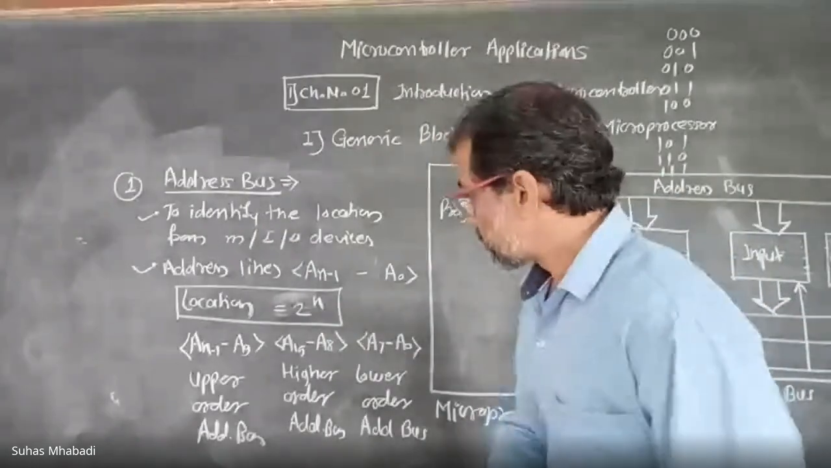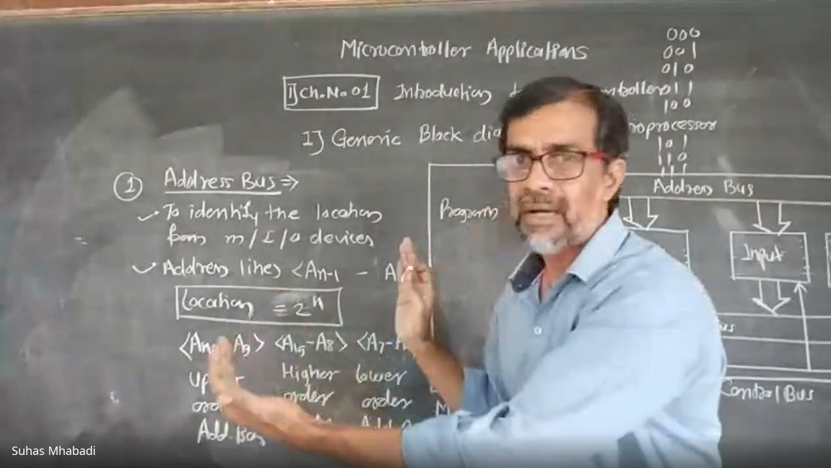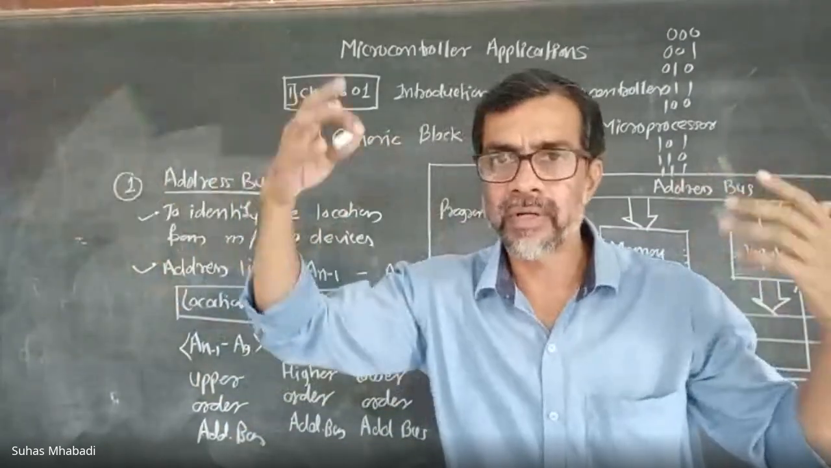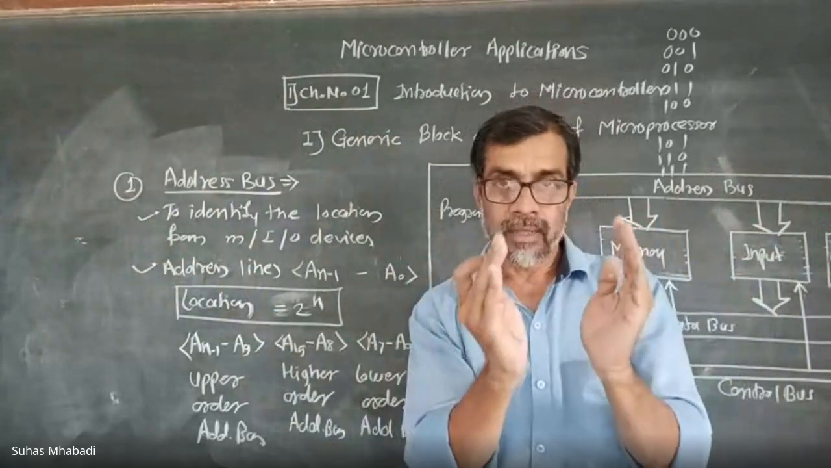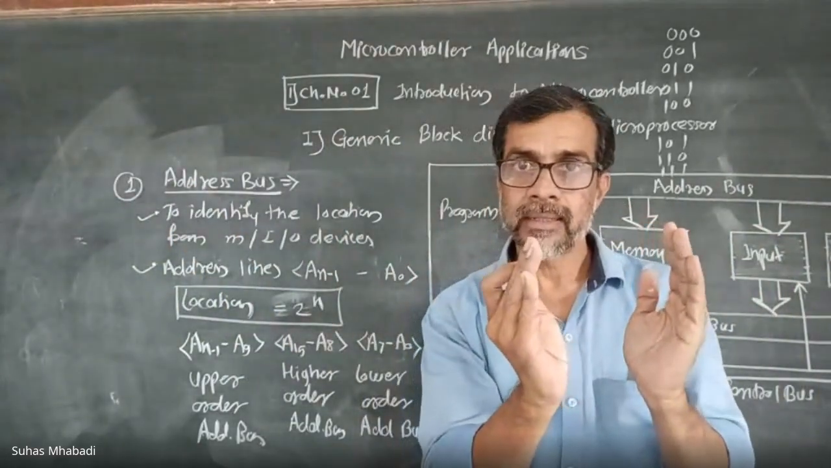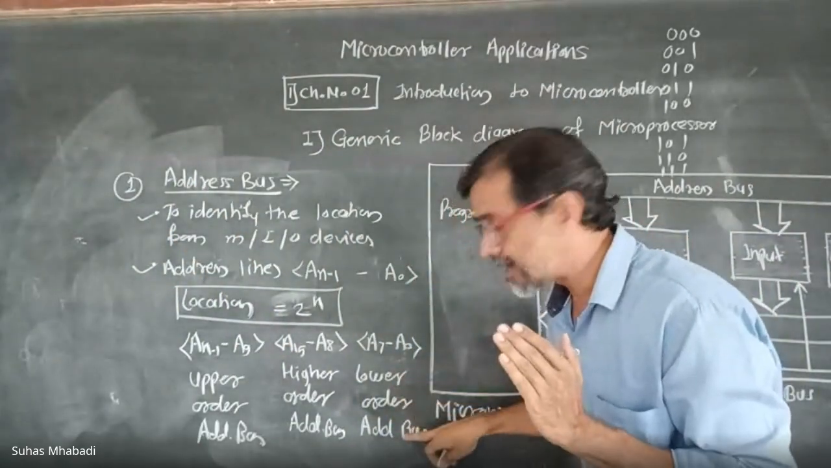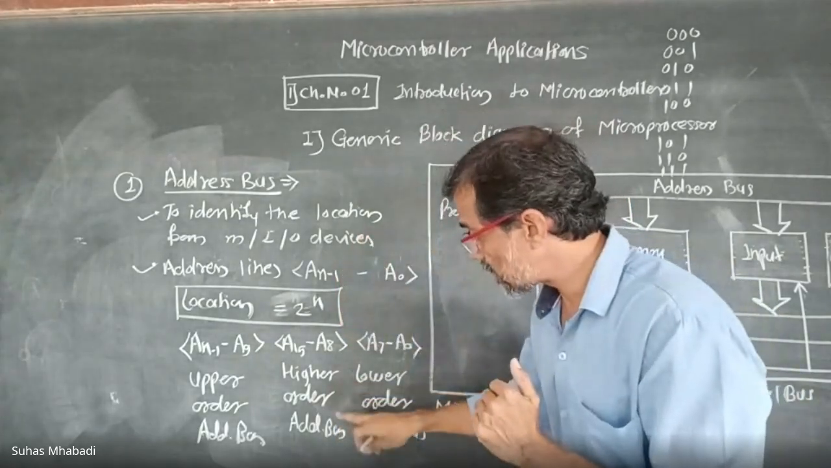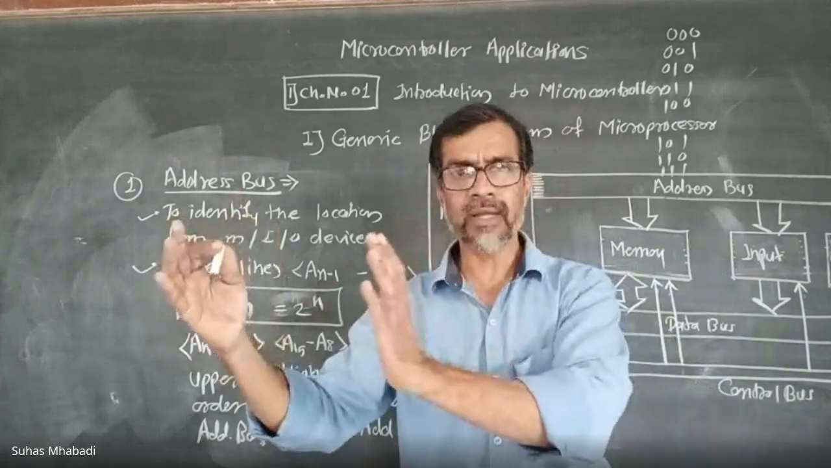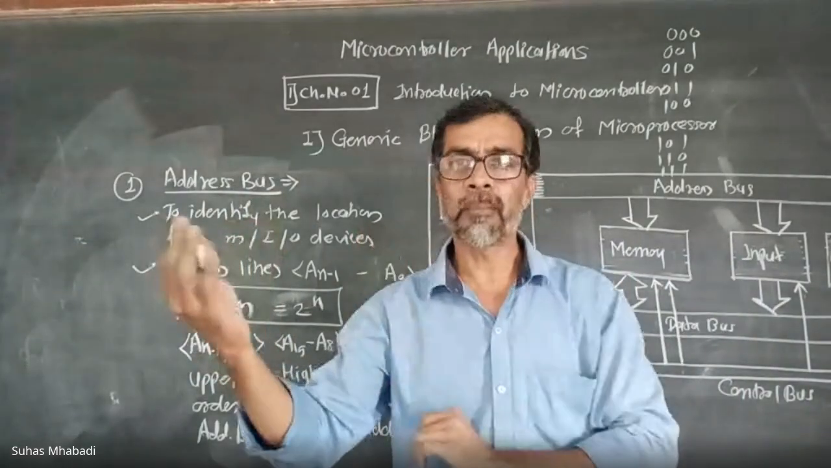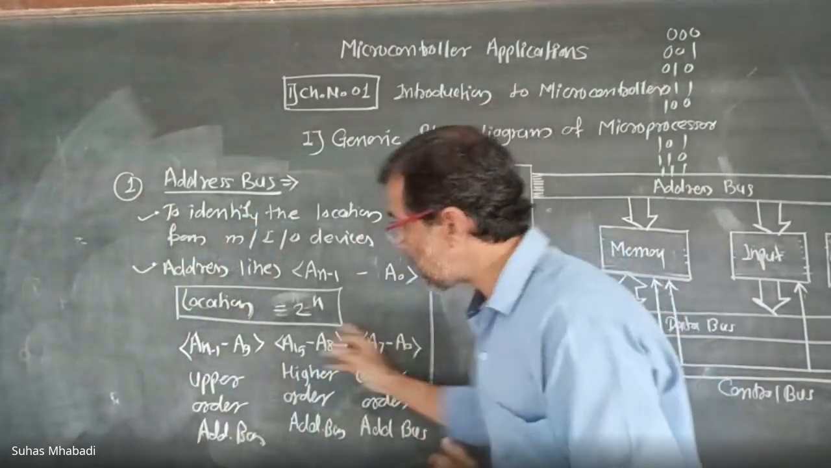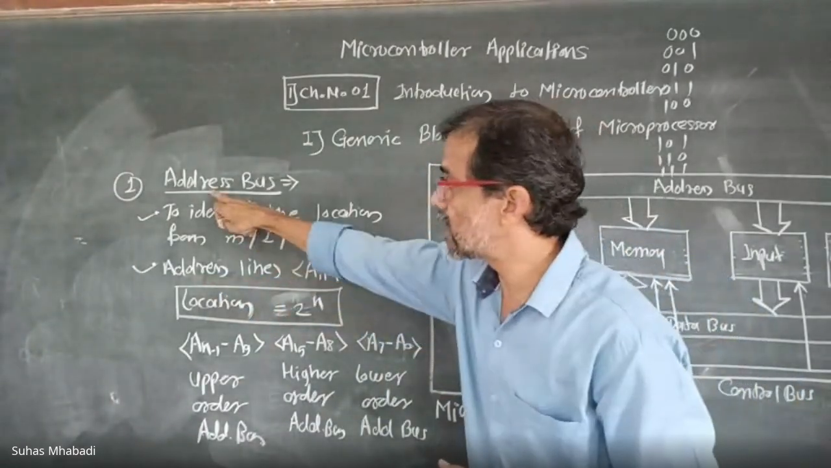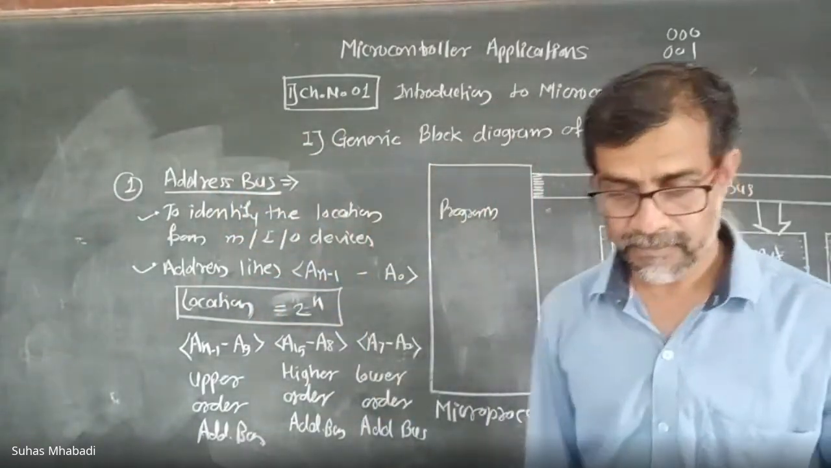The entire number of lines, I don't know, it may be 4, 8, 16, or 21, 24, 28. We have to group them. The first group of 8 lines is called the lower order address bus. The second group of 8 lines is called the higher order address bus. The remaining group of lines is called the upper order address bus. And this combined is called the address bus, address lines.